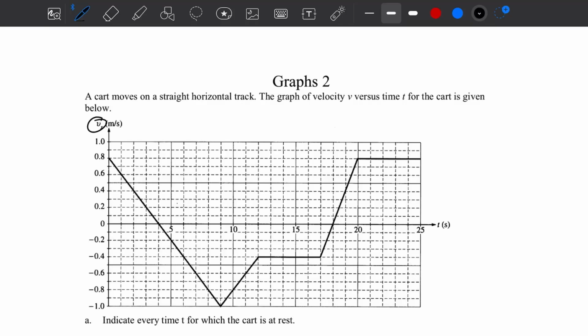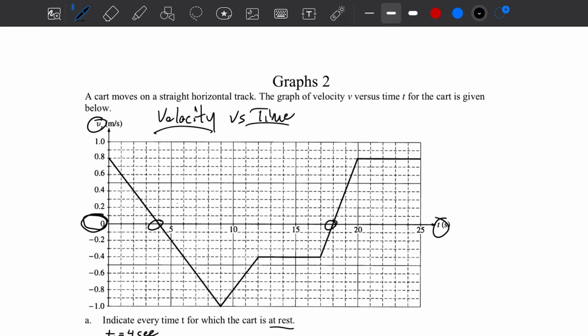Okay, with graphs 2, we're given a velocity versus time graph. Keep in mind this is not a displacement versus time graph. The horizontal axis is no longer a position, but a velocity equals 0. So when you're at the horizontal axis, you're not moving because the velocity equals 0. As the line approaches the horizontal axis, you're approaching 0. You slow down as you approach the horizontal axis. You speed up as you move away from it. If you're going more negative, you're just going to the left faster. If you're going more positive, you're going to the right faster.